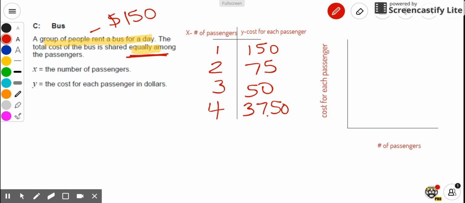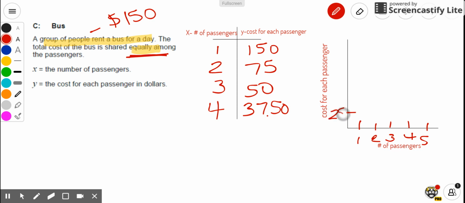Now I need to label my graph. So I already labeled the sides, but I'm going to go ahead and number them. So on the number of passengers, I just count by 1. So 1, 2, 3, 4, 5. And then on the cost, I need to get up to 150. So I think I'm going to count by 25 this time. It doesn't really matter. You decide what you count by.